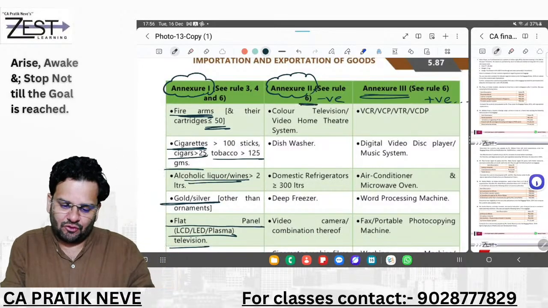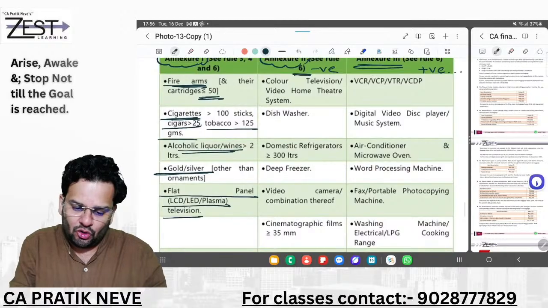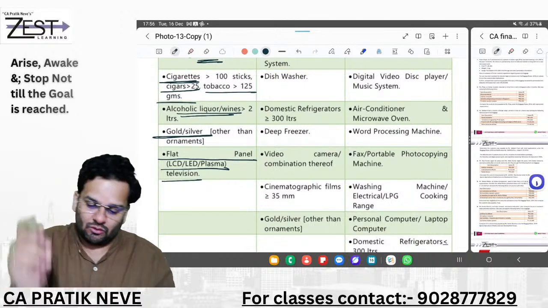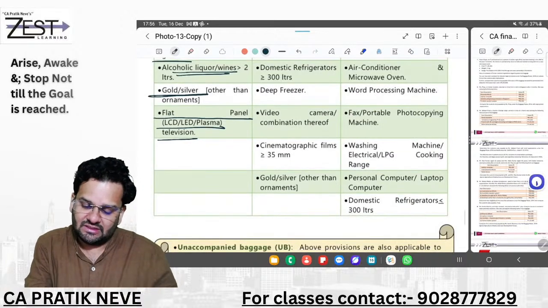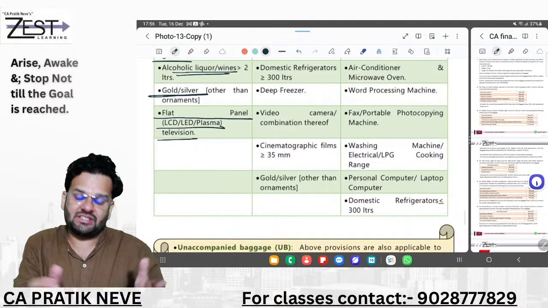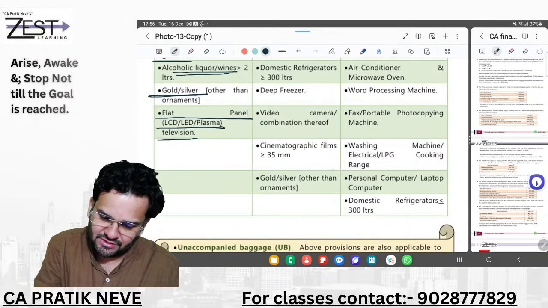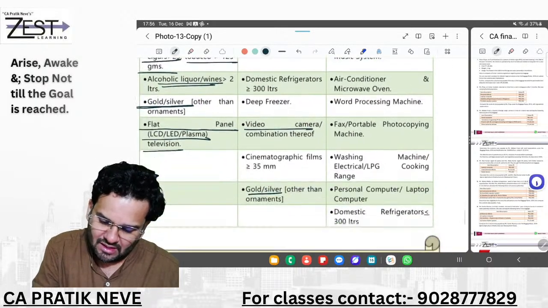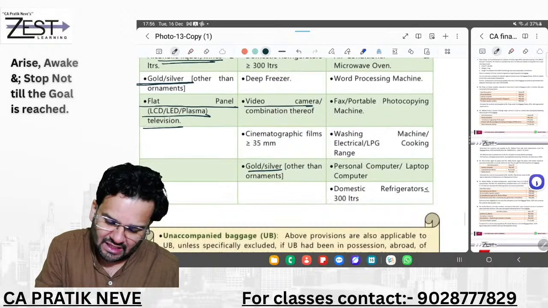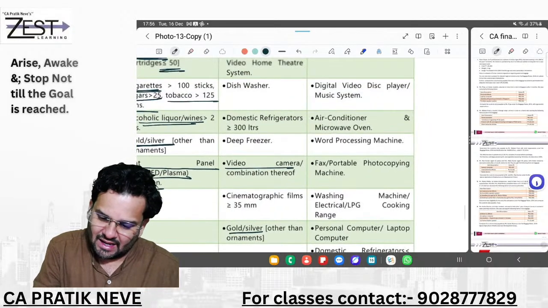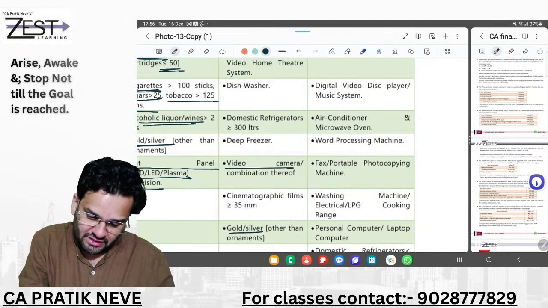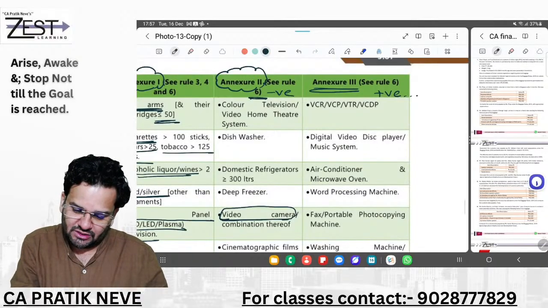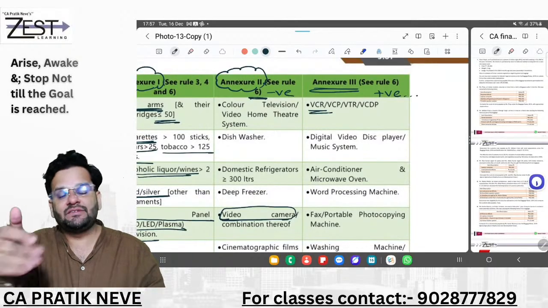It is the negative list for rule 6. Color TV, video home theater, dishwasher, domestic refrigerators greater than or equal to 300 liters, deep freezer, video camera, cinematograph films, and gold, silver other than ornaments. Sorry, not VCR, only video camera is there, because VCR is actually falling in Annexure 3 positive list.